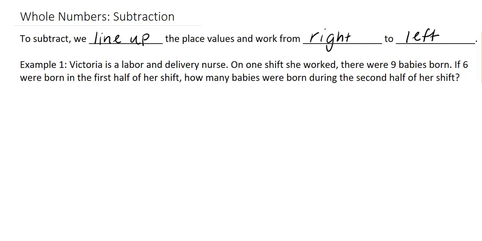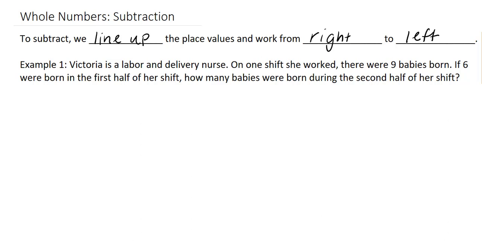Example 1. Victoria is a labor and delivery nurse. On one shift she worked, there were 9 babies born. If 6 were born in the first half of her shift, how many babies were born during the second half of her shift?